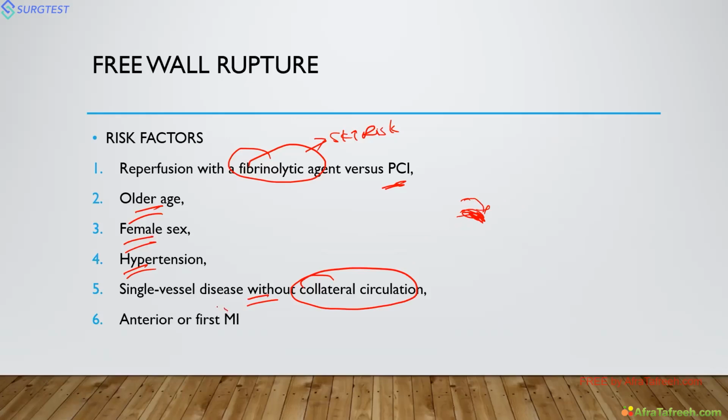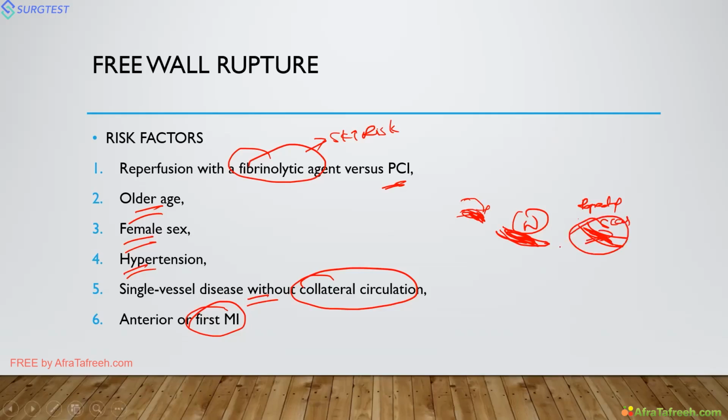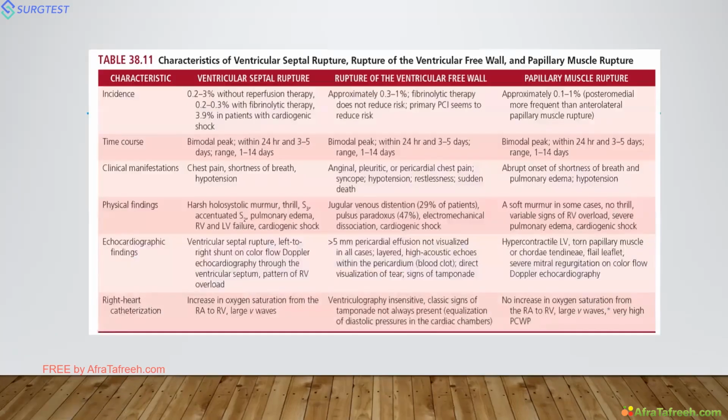Another main risk factor is anterior wall MI or first MI. What happens with repeated MI? This is a ventricle, and this is normal thickness. Whenever the patient has repeated MIs, the patient develops a scar, and a scar can't rupture. So when a patient comes with a third attack, the risk of free wall rupture is less. This is a very important chart. In this chart, everything is covered. So first we will discuss free wall rupture, which we discussed already.